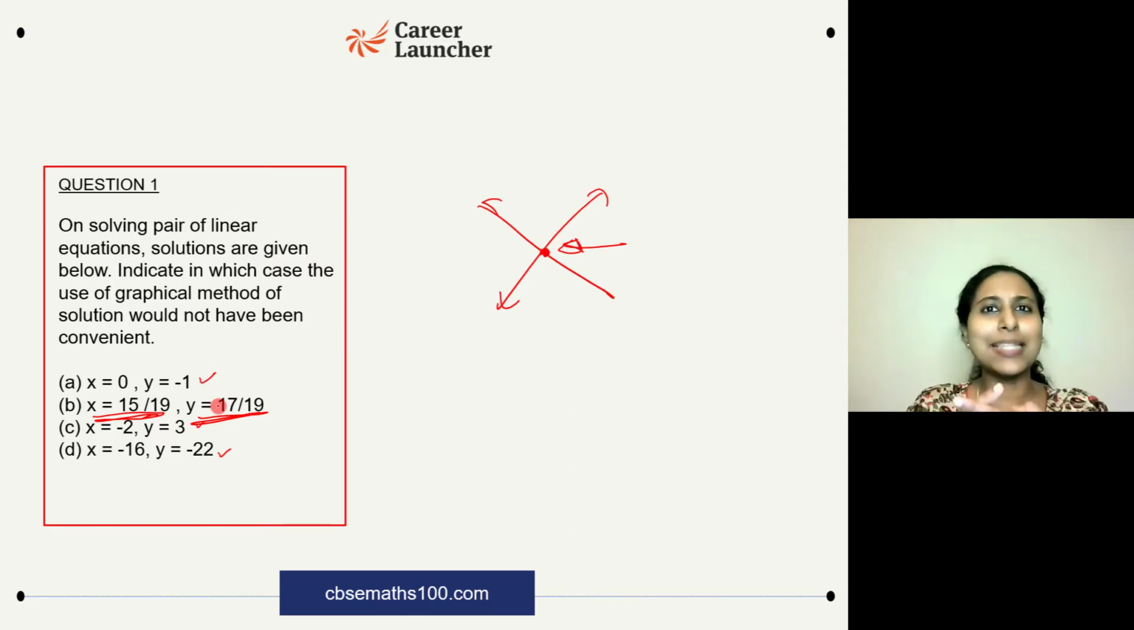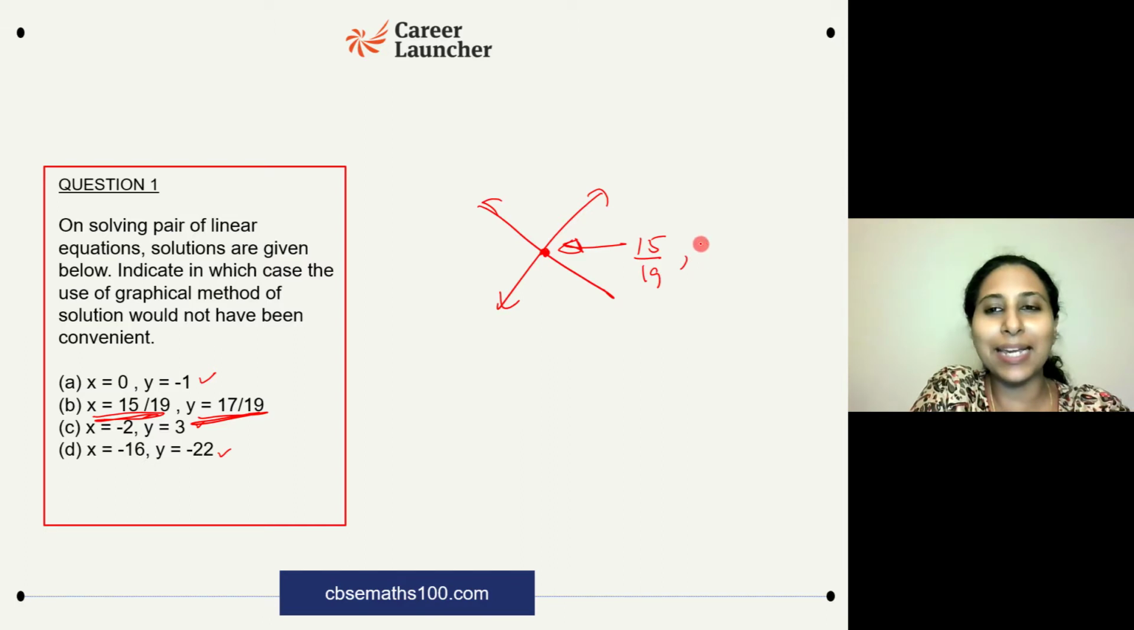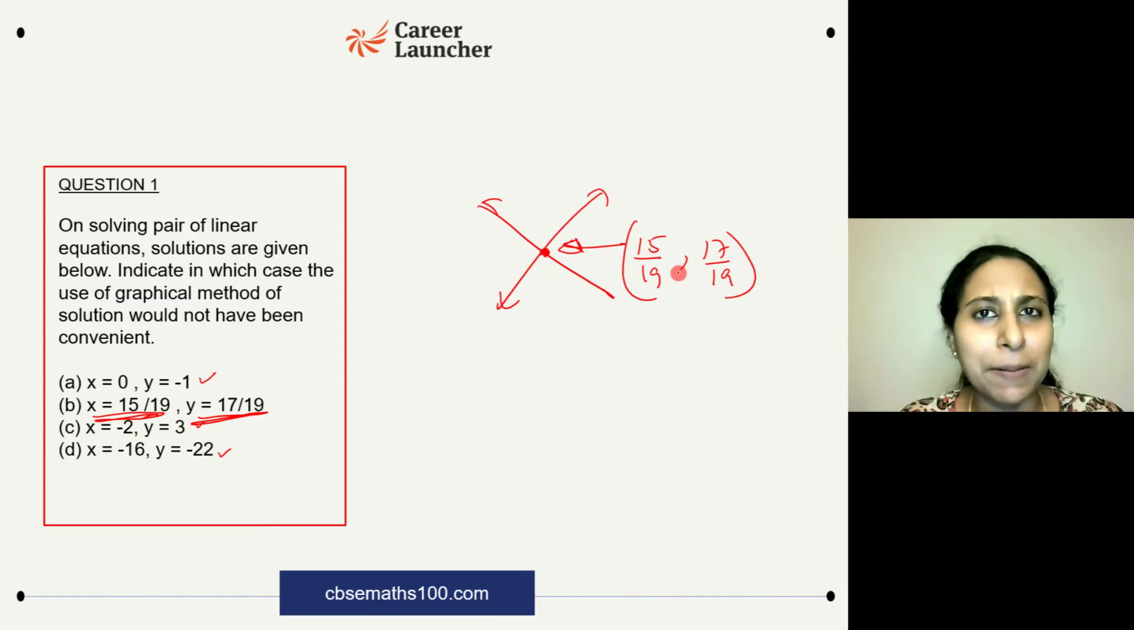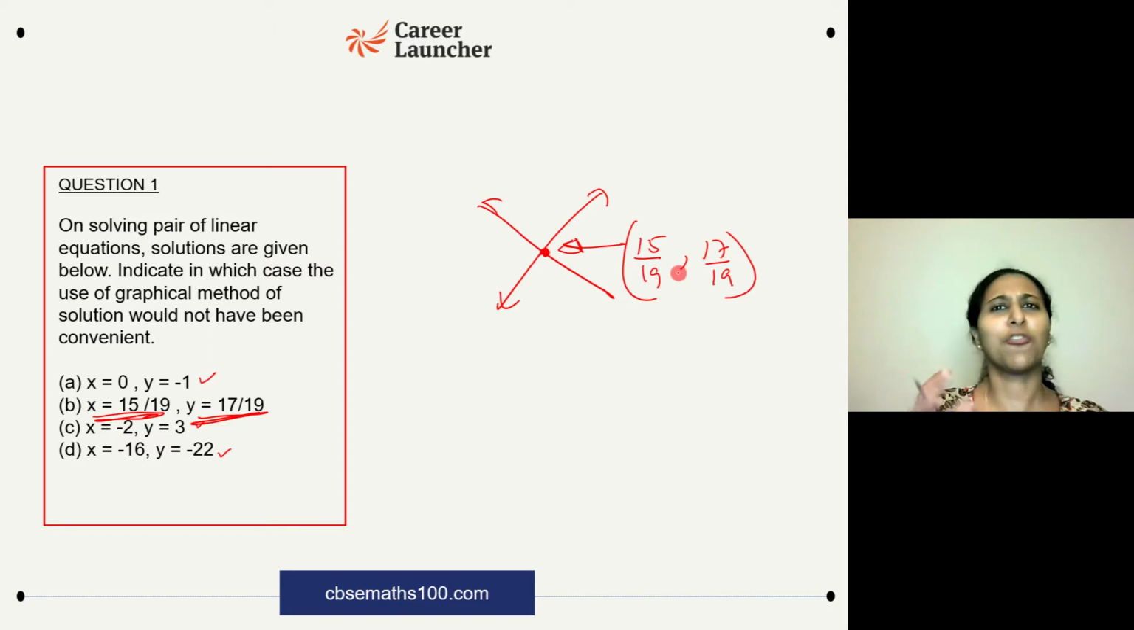Suppose you're having two lines intersecting, and if they intersected at the points 15 by 19 and 17 by 19, do you think you could have found this accurately on an xy plane? No, you would not have been able to find this accurately because this is going to be a number which is non-terminating, non-repeating. So you cannot find this easily on the graph paper.